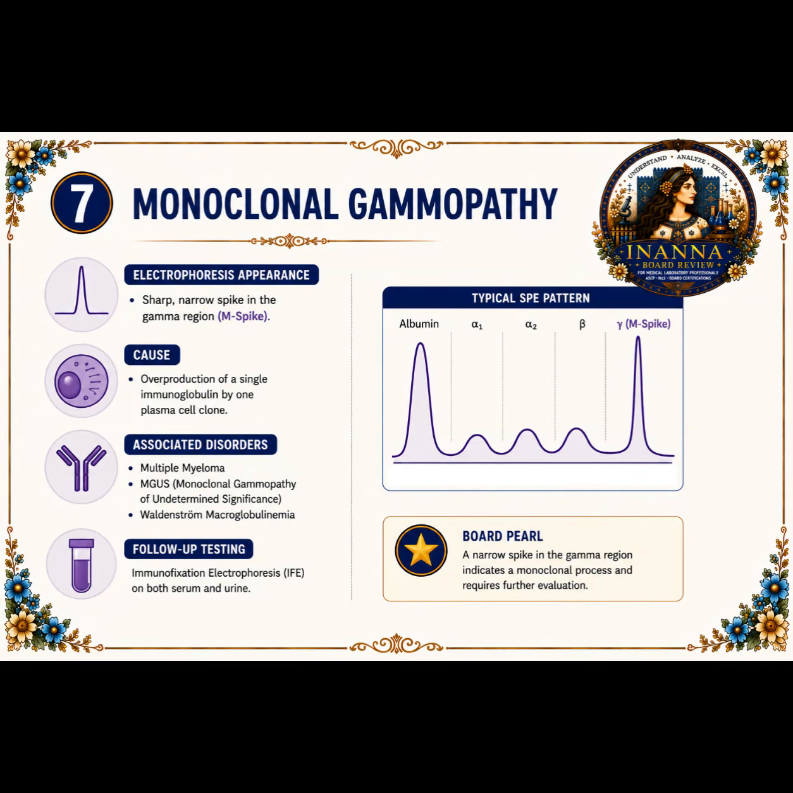Monoclonal gammopathy. A monoclonal gammopathy appears as a sharp, narrow spike, usually in the gamma region. This occurs when one clone of plasma cells produces a large amount of identical immunoglobulin. Conditions associated with monoclonal gammopathy include multiple myeloma, MGUS, and Waldenstrom macroglobulinemia. When an M spike is found, immunofixation electrophoresis is used to identify the specific immunoglobulin type.